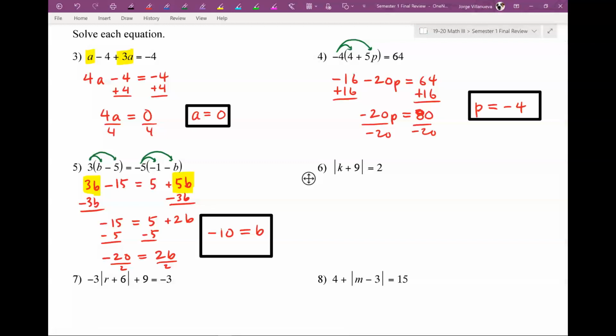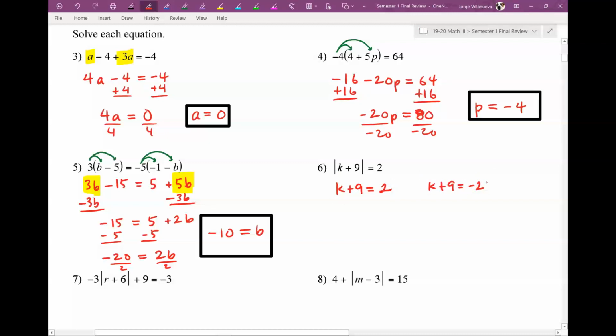All right, so now we get to these absolute value functions. If you guys remember, when we taught this to you a while back, absolute values always come with two solutions, right? A positive and a negative answer. So when you do this problem, you're going to break it up into two parts. You're going to get k plus 9 equal to a positive 2 and k plus 9 equal to a negative 2. And then you solve both of them.